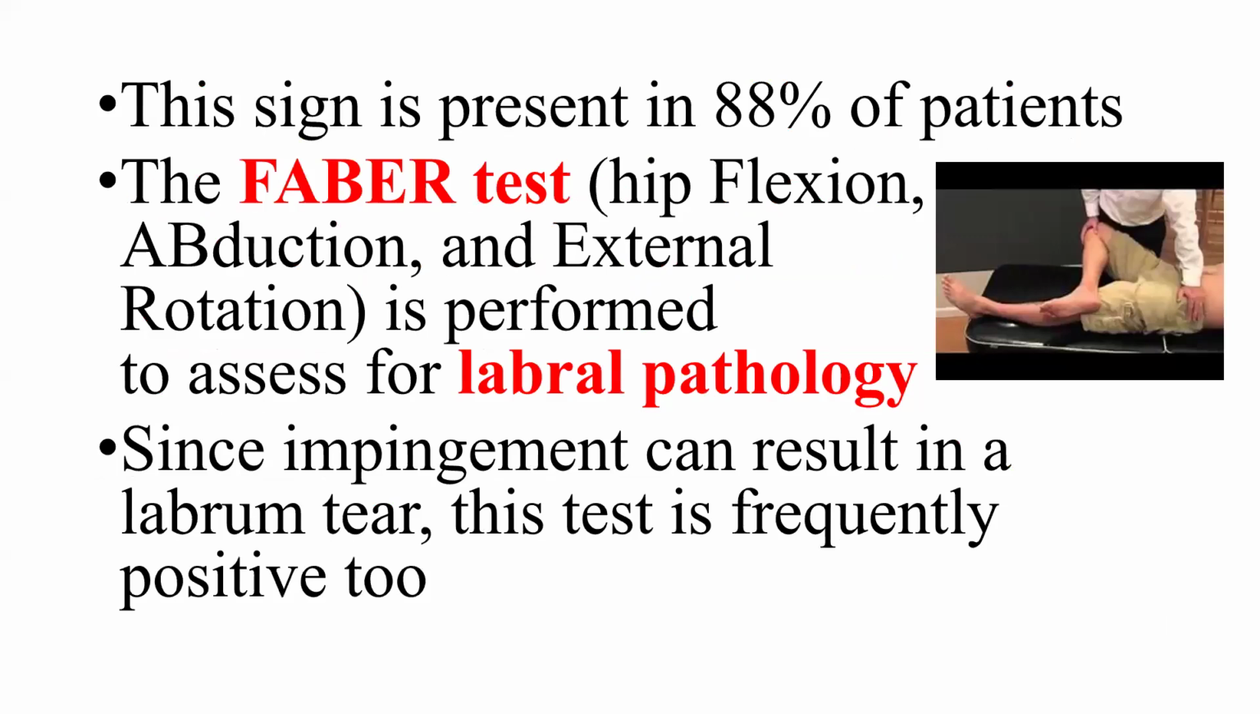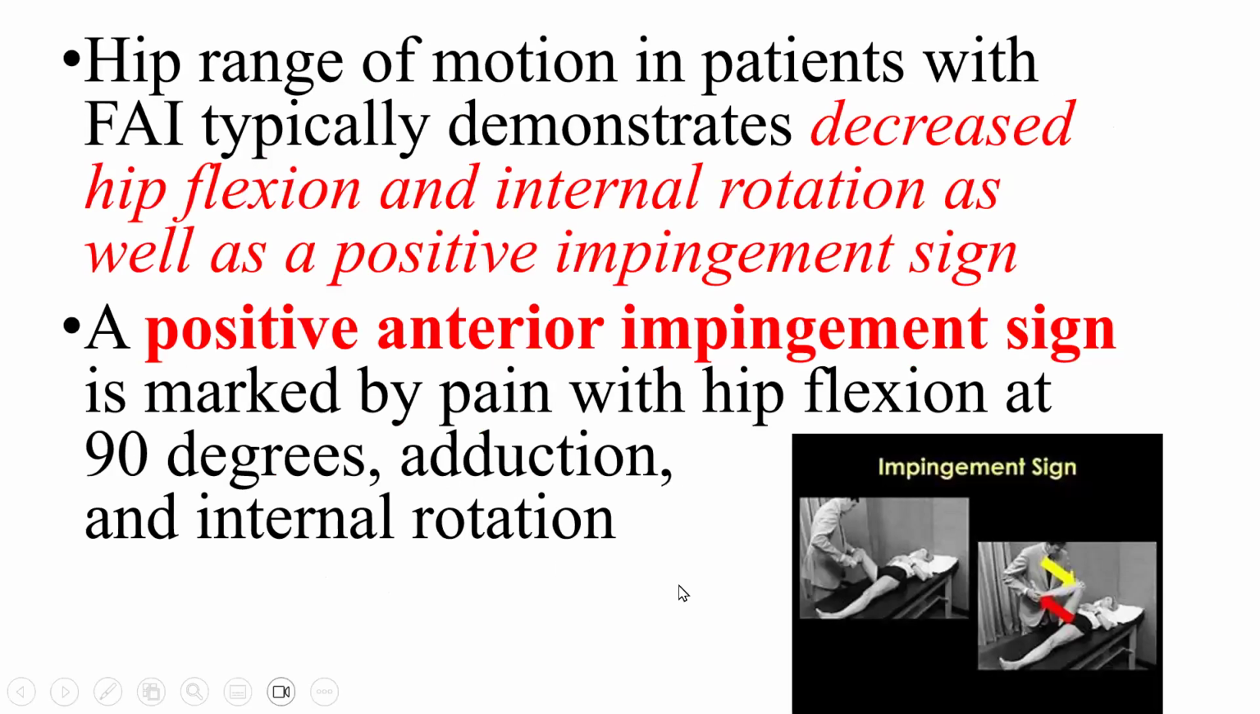The FABER test, hip flexion, abduction, and external rotation, is performed to assess for labral pathology, since impingement can result in a labrum tear, and this test is frequently positive too. So this is the FABER test, okay? So you have the FABER test and you have the anterior impingement sign demonstrated by internal rotation and flexion of the hip.